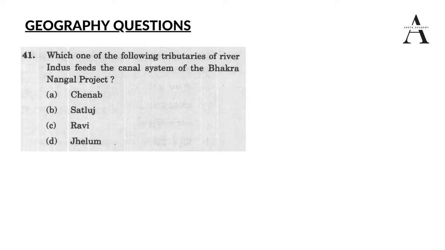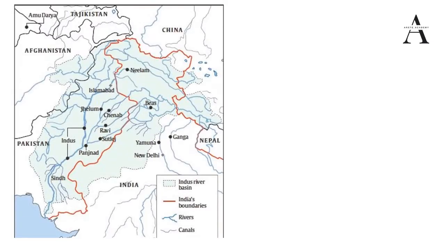Satluj. The Bhakra Nangal project is built upon river Satluj. Now we will develop a holistic understanding of the Indus River system. The Indus River basin has been shown in this diagram. The blue shade highlights the Indus River basin along with India's boundary in red.